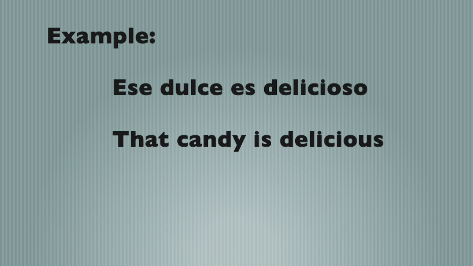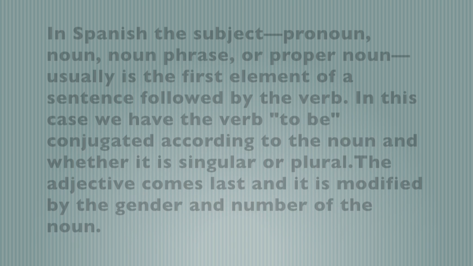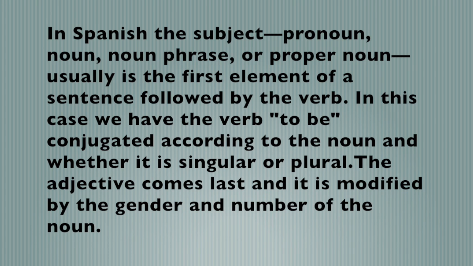That candy is delicious. Now in Spanish, the subject, which can be a pronoun, a noun, a noun phrase, or a proper noun, usually is the first element of a sentence followed by the verb. Now in this case, we have the verb to be, which is conjugated according to the noun and whether it is singular or plural. The adjective comes last and it is modified by the gender and number of the noun.